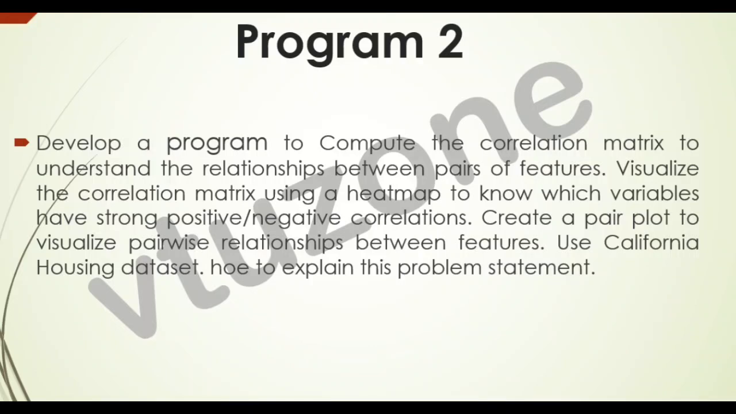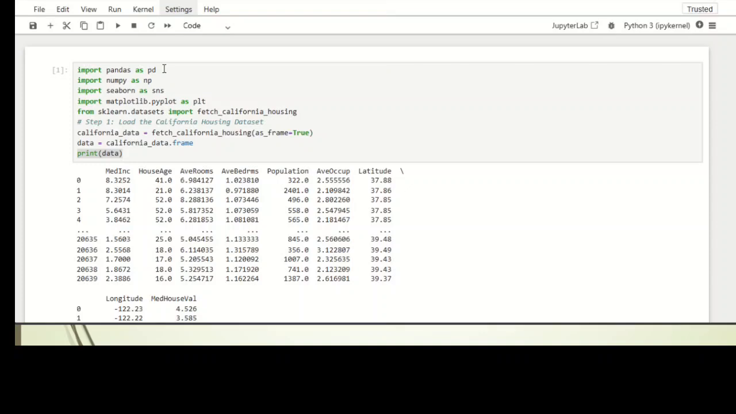In this video, we'll be learning about the second program of our machine learning lab. The aim of this program is to perform exploratory data analysis on the California housing dataset to understand how the different variables or features are related to each other. So here we are loading the dataset and computing the correlation matrix, then visualizing it with a heat map and creating a pair plot. So let's start with the code.